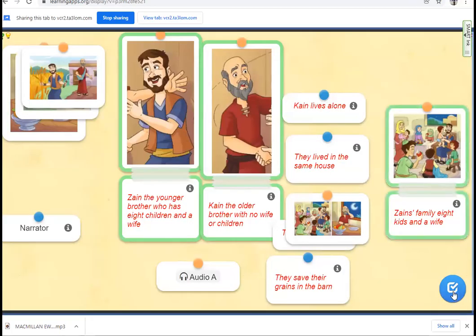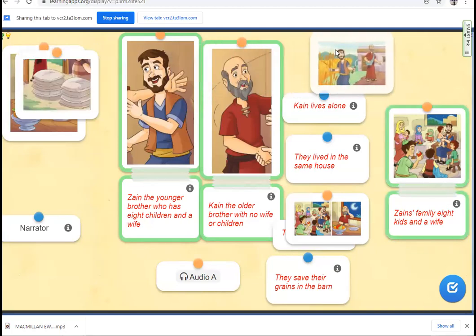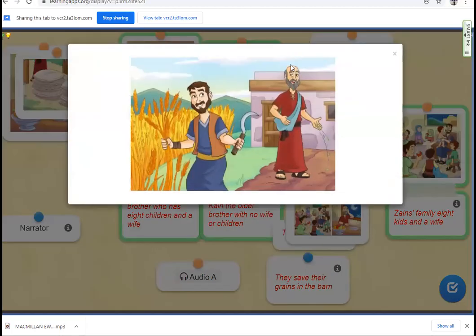Cain, the older brother with no wife or children. Look here, what is their job? Badr, what's the job of the brothers? Are they teachers? No, they are not teachers. What are their jobs?